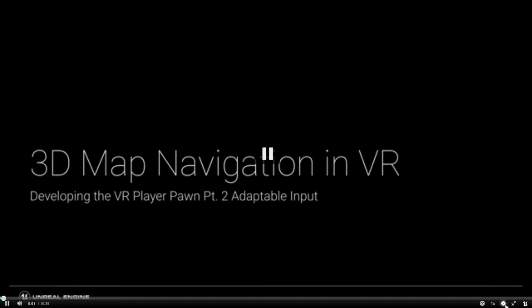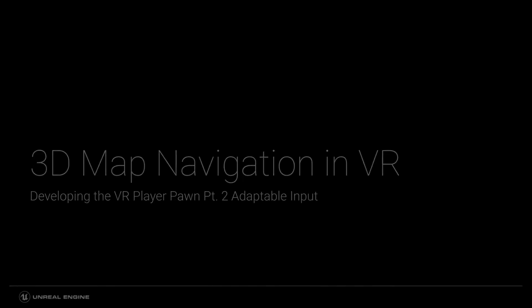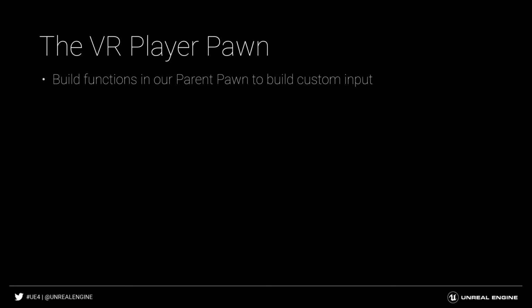Now that our pawn is set up and the environment is prepared, we need to develop a way for the user to interact with the scene using their motion controllers. We'll accomplish this by building functions in our parent pawn to set up custom input.